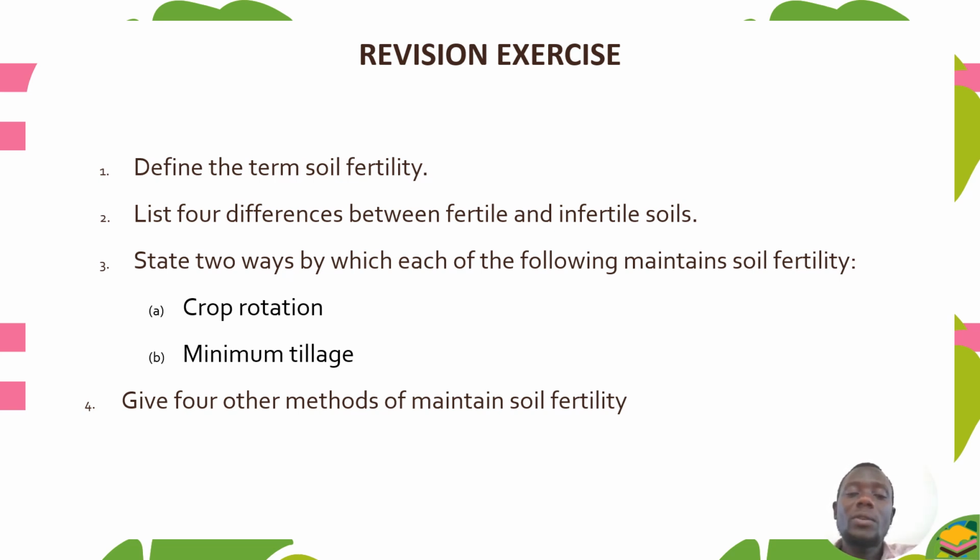The questions are as follows. The first one is define the term soil fertility. Then list 4 differences between fertile soil and infertile soil. State 2 ways by which each of the following maintains soil fertility. A, I've got crop rotation. How does crop rotation maintain soil fertility? Minimum tillage or zero tillage. How does it maintain soil fertility? Then give 4 other methods of maintaining soil fertility.